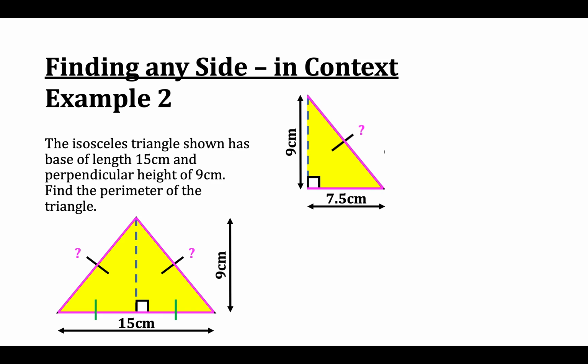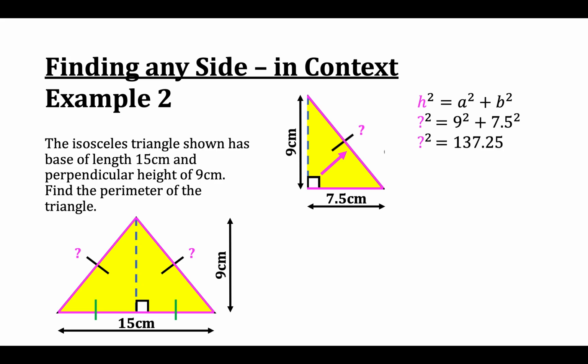So I've now got a right angled triangle. I've got one missing length, which allows me to use Pythagoras' theorem. So h squared equals a squared plus b squared. Opposite my right angle is my question mark, giving me the formula question mark squared equals 9 squared plus 7.5 squared.